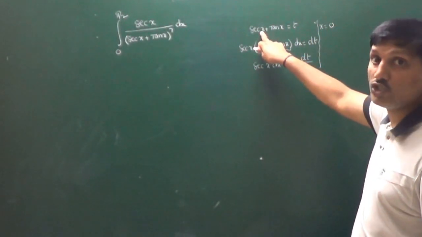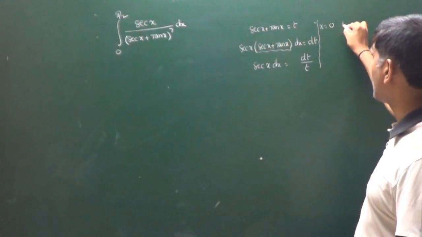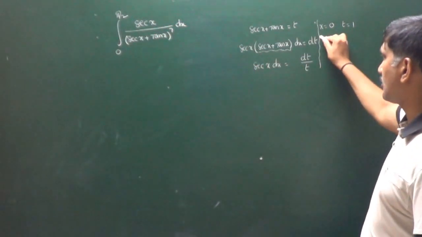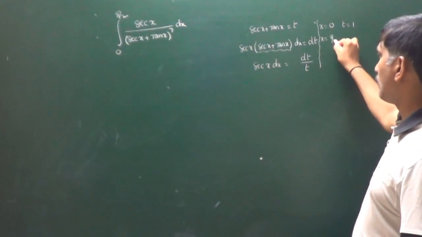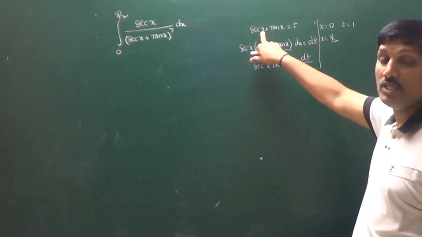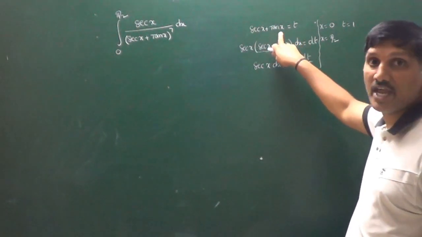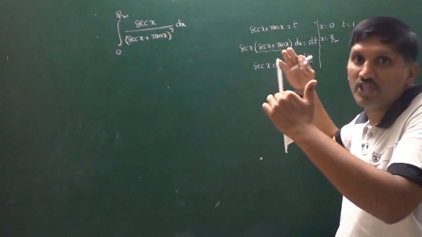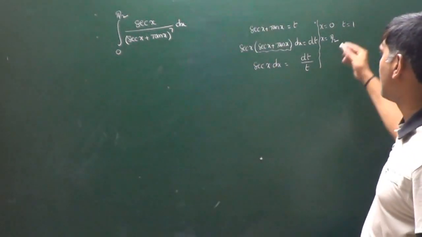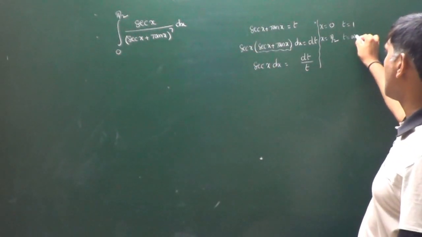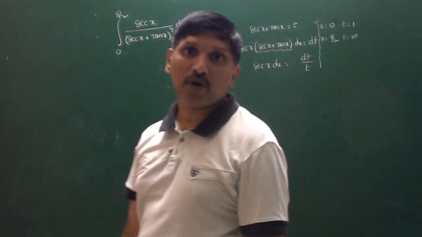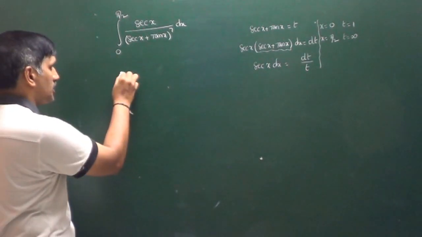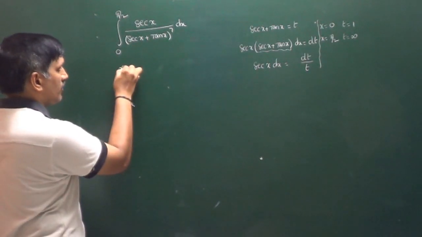Whenever x is equal to 0, t is equal to 1. Next, observe the upper limit. x is equal to pi by 2. Whenever x is equal to pi by 2, secant pi by 2 and tan 90, both are tending to infinity. That's why their sum is also tending to infinity, so t is tending to infinity. 0 to pi by 2 changes to 1 to infinity. So how does this question change? It changes to 1 to infinity.